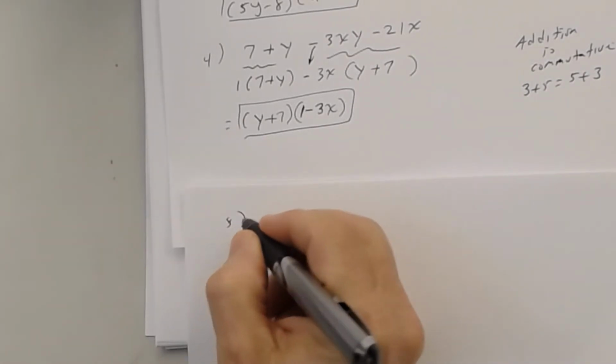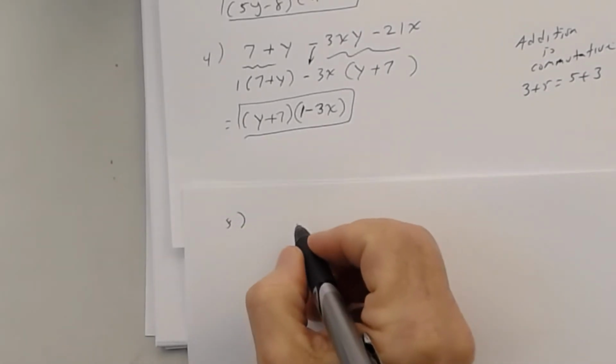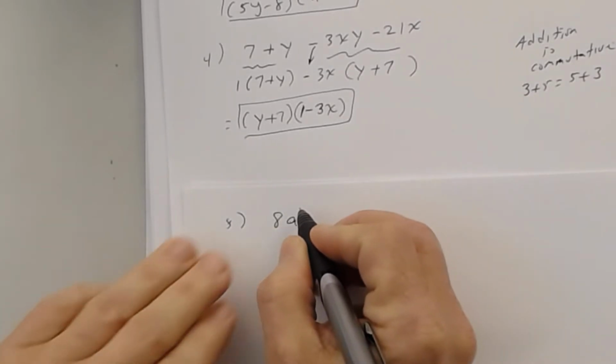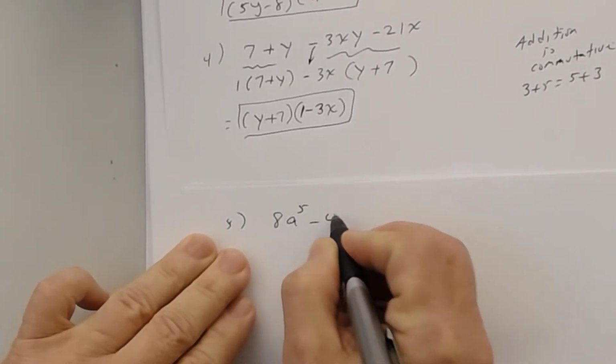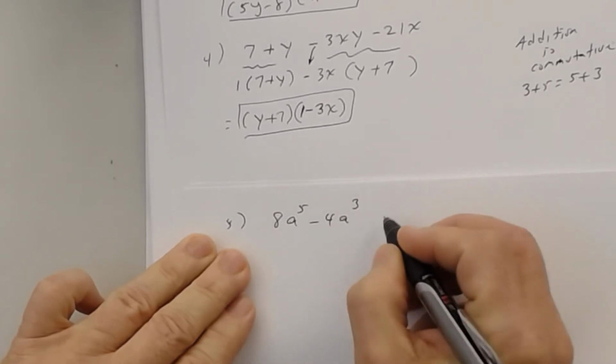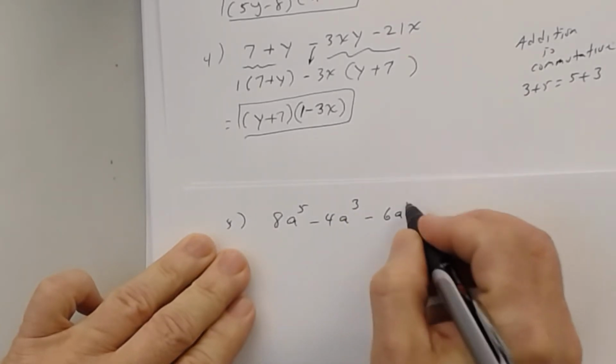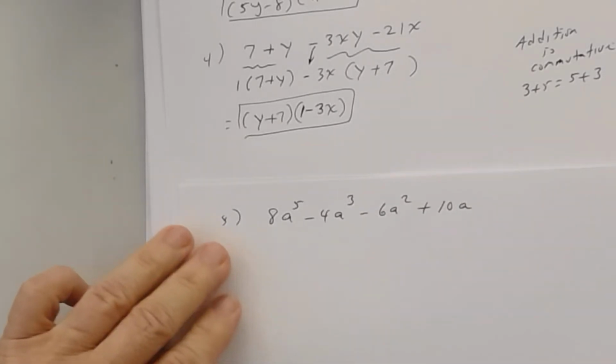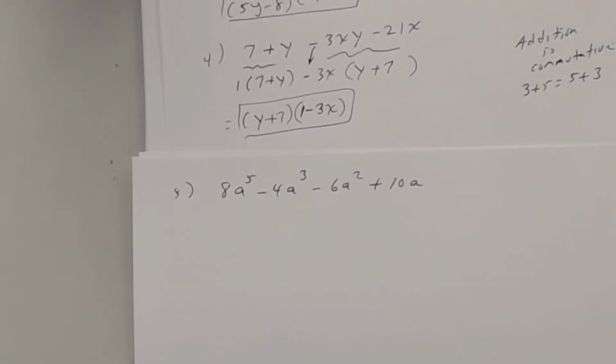Number 5 looks like this. Suppose we have 8a to the 5th minus 4a cubed minus 6a squared plus 10a.